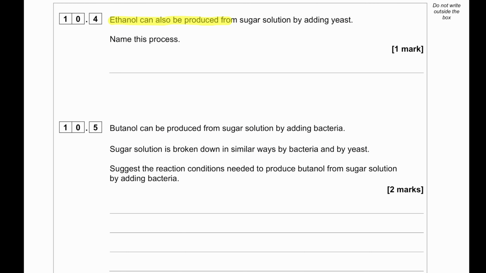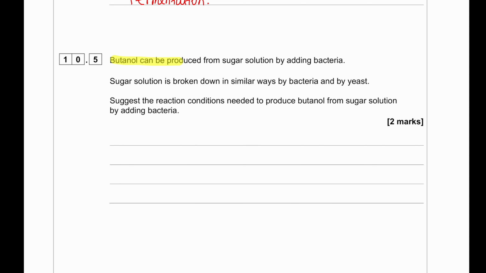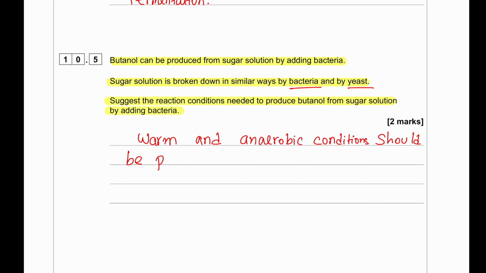Ethanol can also be produced from sugar solution by adding yeast. Name this process. So this process is called fermentation. Butanol can be produced from sugar solution by adding bacteria. Sugar solution is broken down in a similar way by bacteria and by yeast. Suggest the reaction condition needed to produce butanol from sugar solution by adding bacteria. So yeast and bacteria work similarly. So both bacteria and yeast require a warm and anaerobic condition.